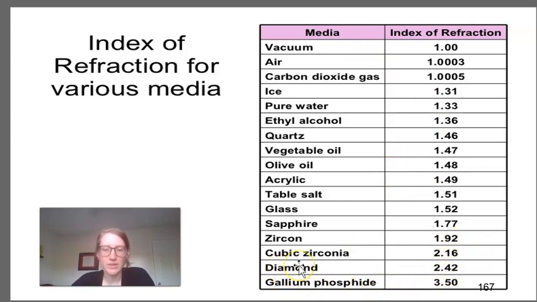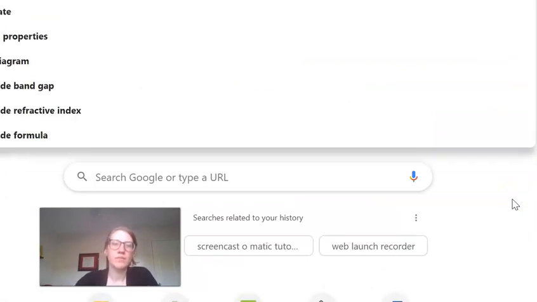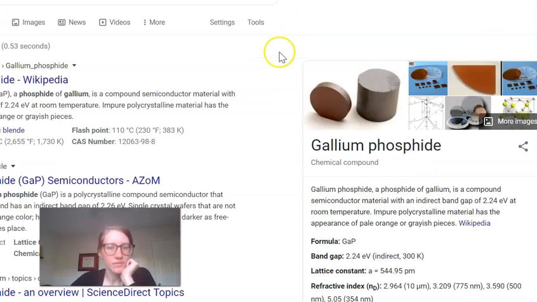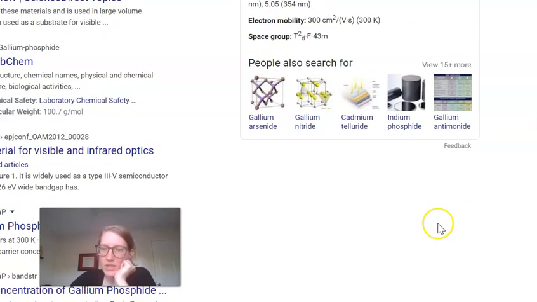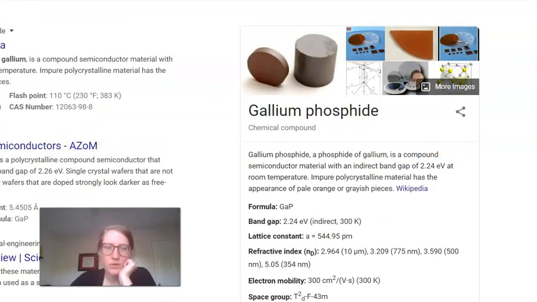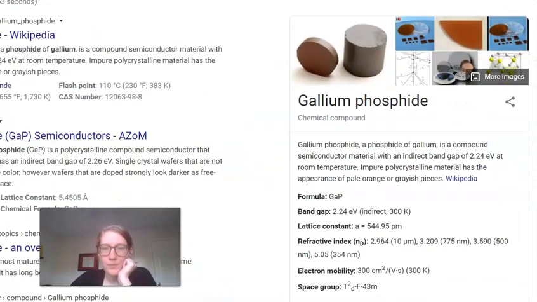So I was wrong, I thought diamond was the most dense material that light could go through, but gallium phosphide is even greater. What is gallium phosphide? Let us Google that. Gallium phosphide is a compound semiconductor material. Polycrystalline material. Interesting. I wonder what it's used for. Semiconductor. Okay, well, there you go.